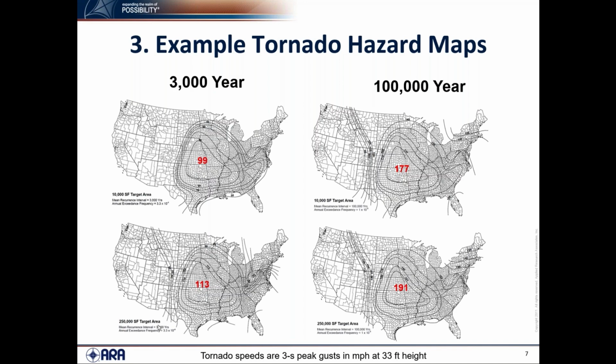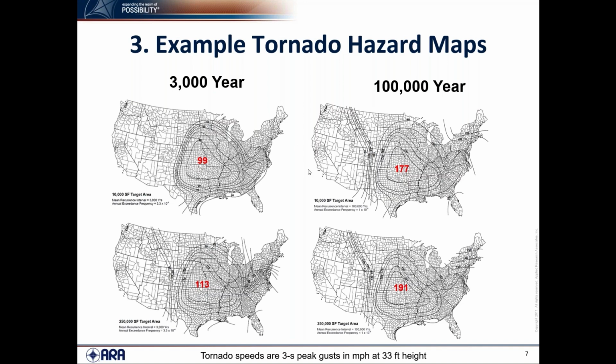If we go to a 250,000, so that's a 500 foot by a 500 foot, that's a pretty big building, we see it goes up, say, to 113. We do have target sizes as high as 4 million, and that would go up another 20 or so miles per hour. I think for that one, I'll show you otherwise. At the 100,000 year, we can see the same two target sizes. We've seen a very significant increase up to 177, 191 at the maximum area. The lowest contour, by the way, that we plotted on here is 50 miles per hour.